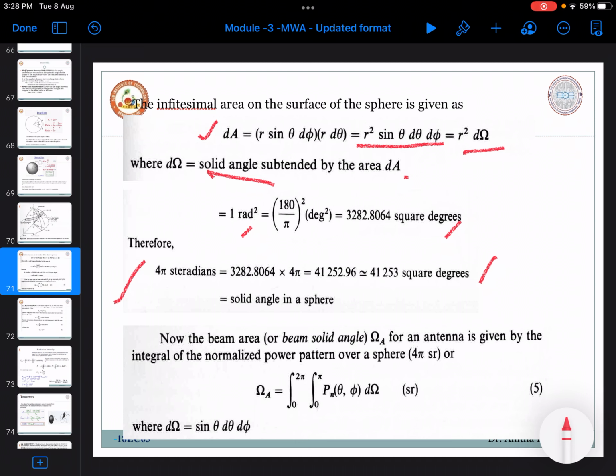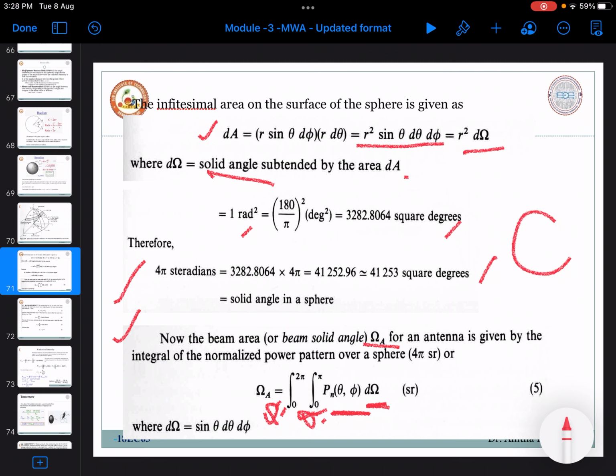So now we'll define one more parameter known as beam area or beam solid angle. Symbol is omega A of an antenna. It is defined as an integral of the normalized power pattern over the sphere. Normalized power pattern, which is Pn of theta comma phi, times d omega, over the sphere, which I need to integrate. So when you are integrating over the sphere, if they didn't give, you need to assume theta is varied between 0 to pi, whereas phi is varied between 0 to 2 pi.